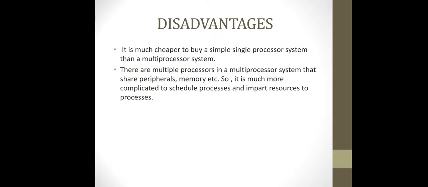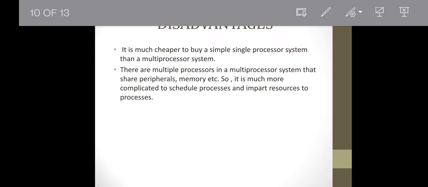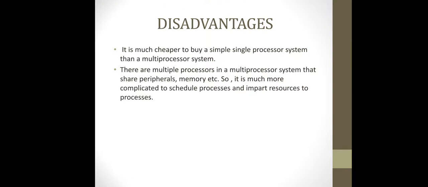Disadvantages of homogeneous or heterogeneous multi-core system. It is much cheaper to buy a single processor system than a multiprocessor system. There are multiple processors in a multiprocessor system that share peripherals, memory, etc. It is much more complicated to schedule processors and allocate resources to processes.